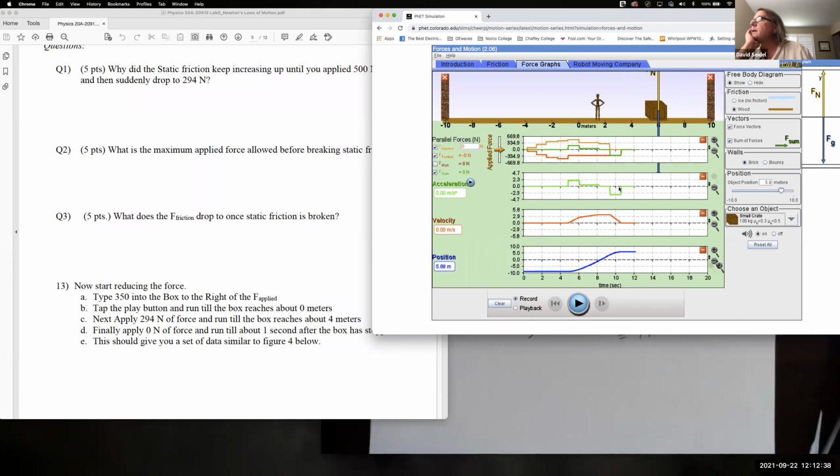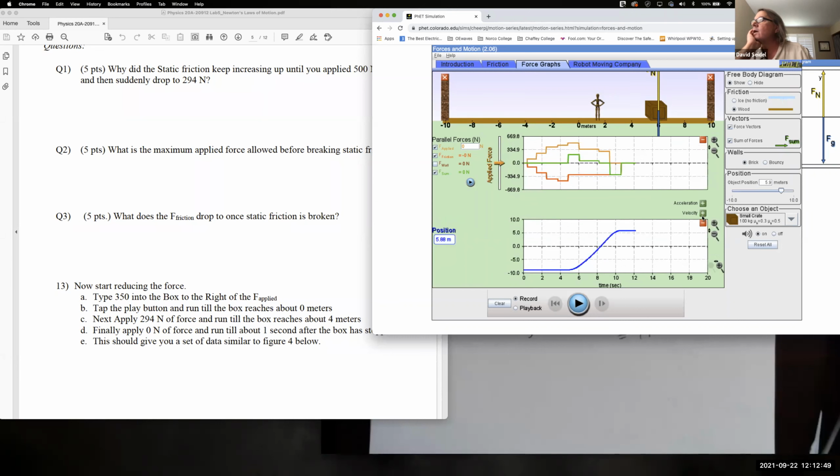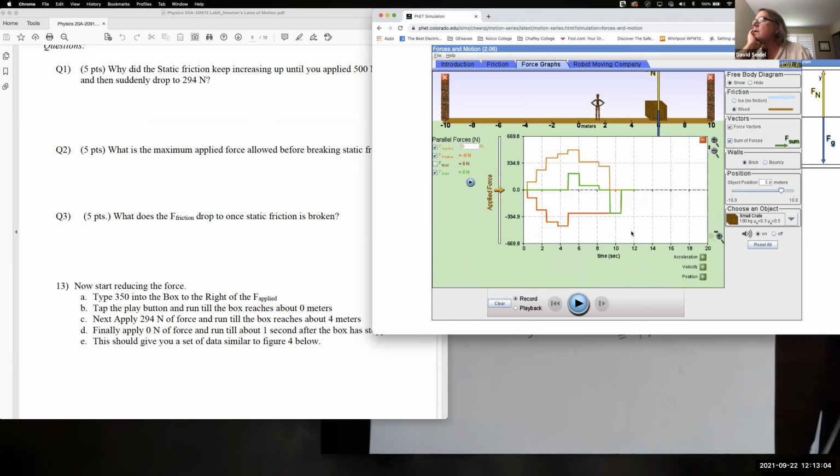So here's my set of data. You can see here from my applied graph, if I get rid of my acceleration, velocity, and position graph. I don't know why I can't get rid of that one. Okay, so there I have just my force graph.